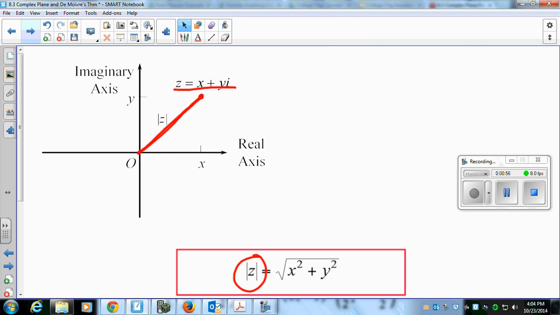So remember from your work before that to find that value, again, right triangle trig, this is your x parameter, this is your y parameter from your complex number, your real and your imaginary. To find that magnitude, you just have to use your Pythagorean theorem, and you get x squared plus y squared equals z squared. Okay, so make sure you have this equation for finding the magnitude of z.